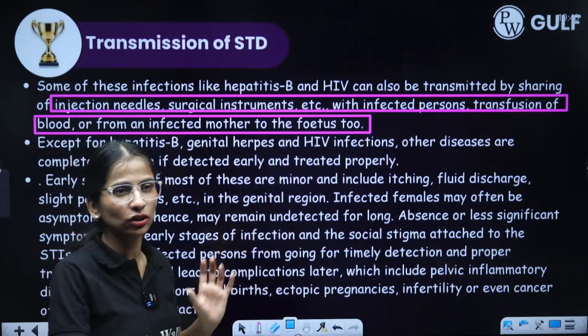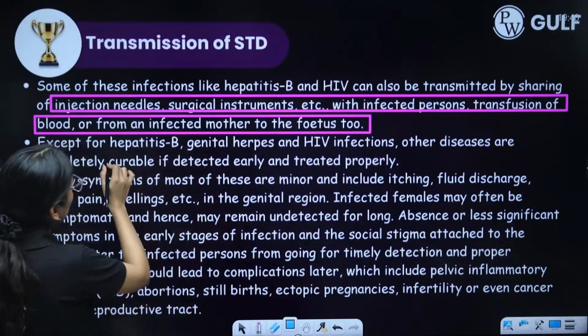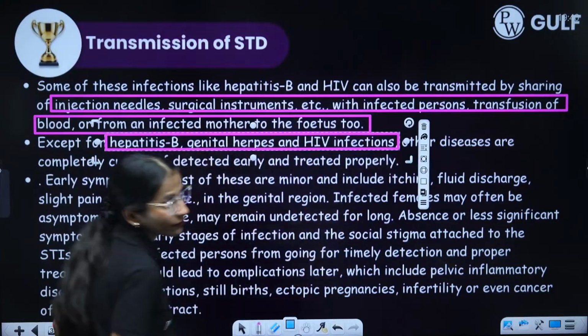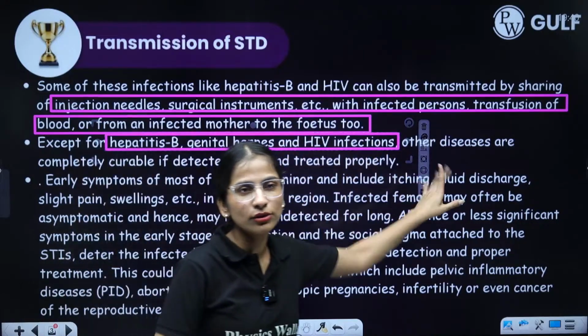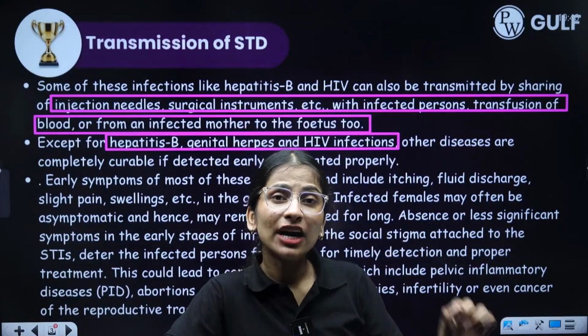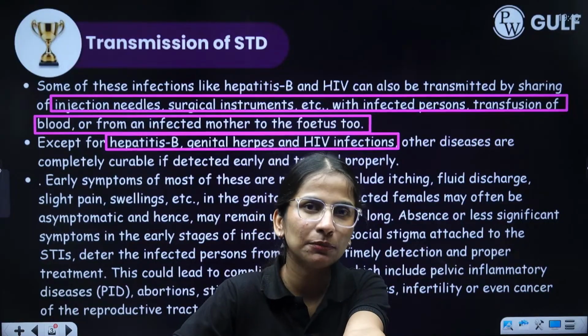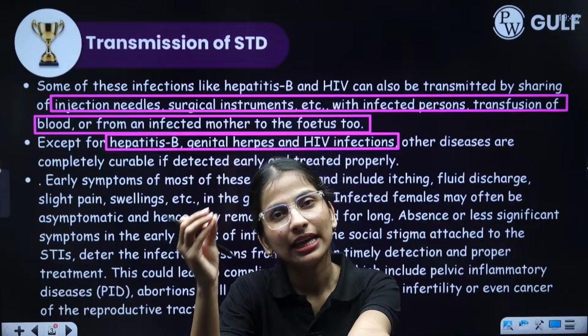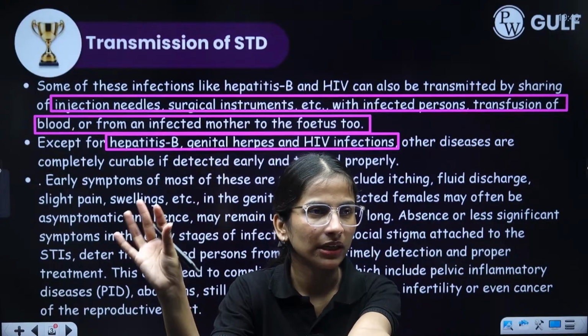It can cause death of the person as well. So which are completely non-curable ones? Hepatitis B, genital herpes, and HIV infection. This line is also very important, that these three are completely non-curable. Apart from that, if you detect any particular STD early on, meaning timely, then it is completely curable. You can completely cure it.